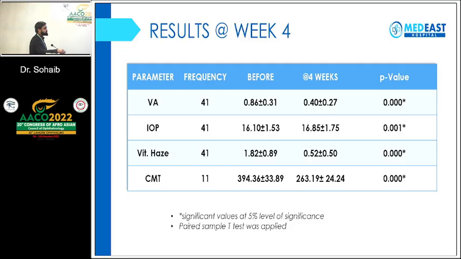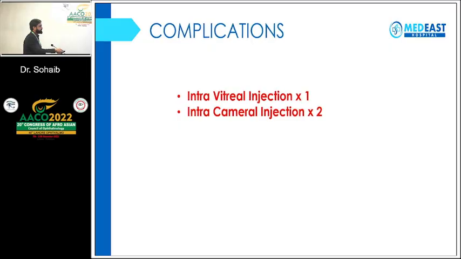The pressure was more or less unchanged. Vitreous haze improved. Central macular thickness improved drastically. By the way, the cutoff value: a patient had to have a minimum of 330 microns of central macular thickness to be considered for this injection.